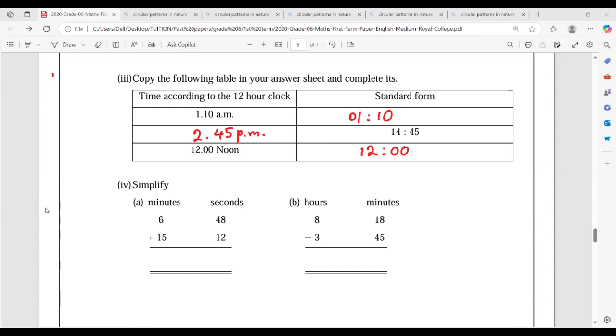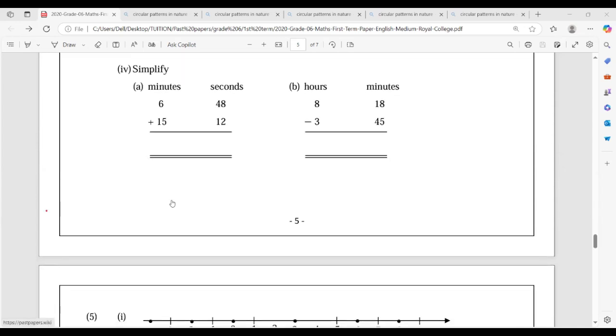And now let's move on to the next part of the same question. 9 minutes. Here you have to add this. Minutes and seconds, 48 plus 12. If you add 48 plus 12, it is going to be 60, right? But 60 cannot be written here, right? You can't write 60 because 60 seconds means 1 minute.